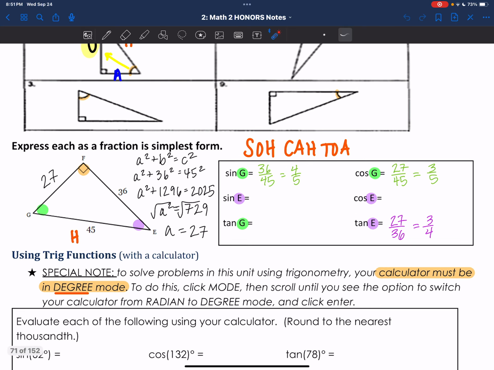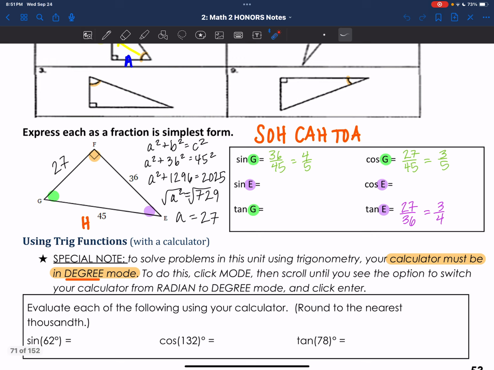All right, so now what we're going to do is express each as a fraction in simplest form. We have our right triangle here, but first you need to figure out what this side is. We're going to do that by doing a squared plus b squared equals c squared. I just plugged in the information that we have here. We don't know this yet. That's what we're looking for. And so I'm going to get a equals 27. Now we know what that side is.